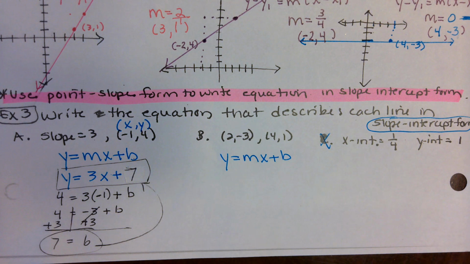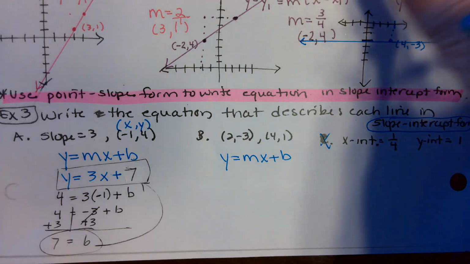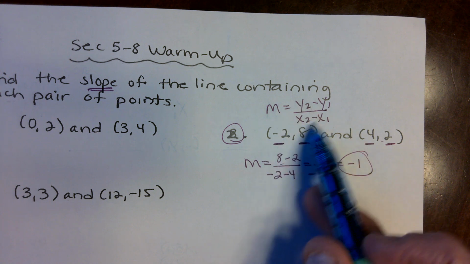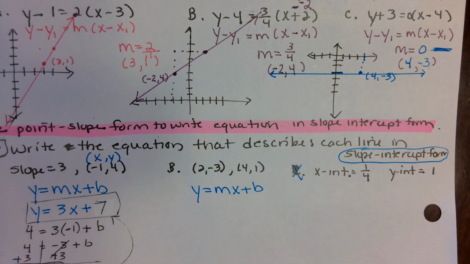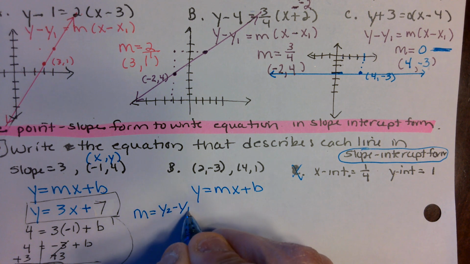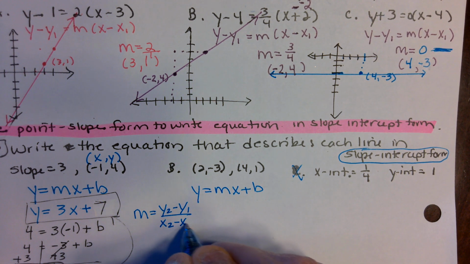Where's that warm-up? Here it is. You just did this. 2 points, and you got the slope. We're going to do that here. So go ahead and get the slope of these 2 points right now. I'm just putting the formula down. I'm not going to do it yet. I'm going to let you do it.